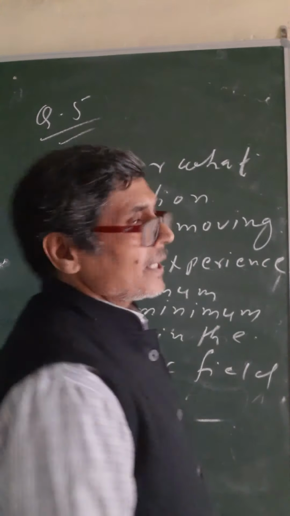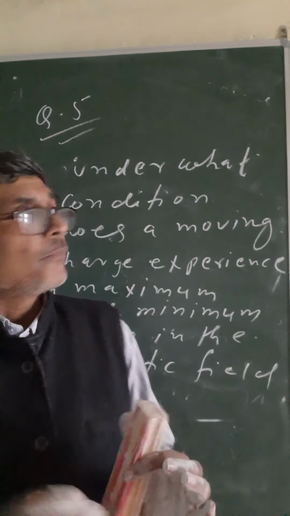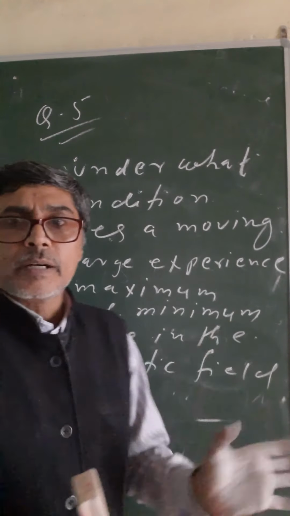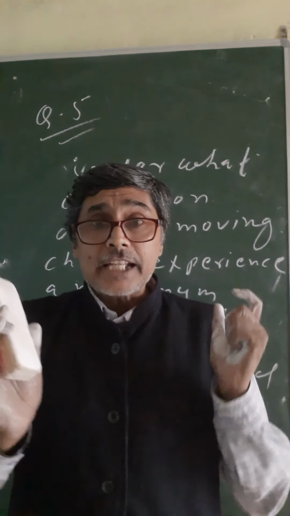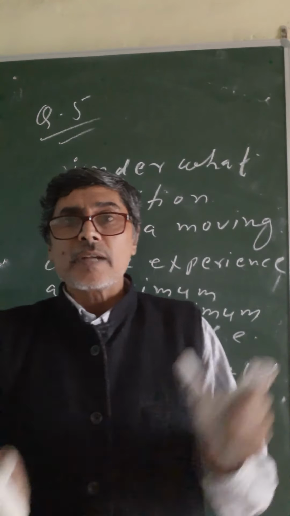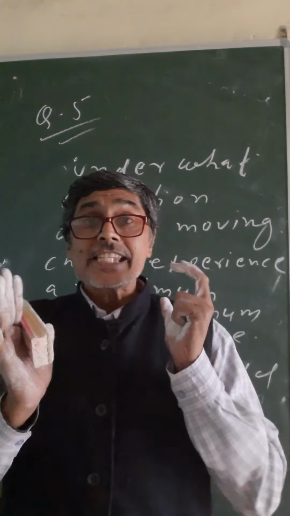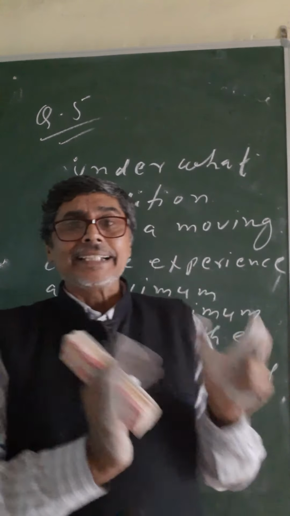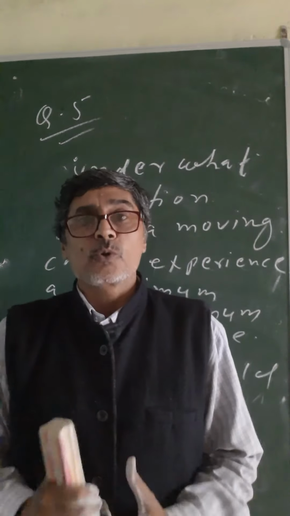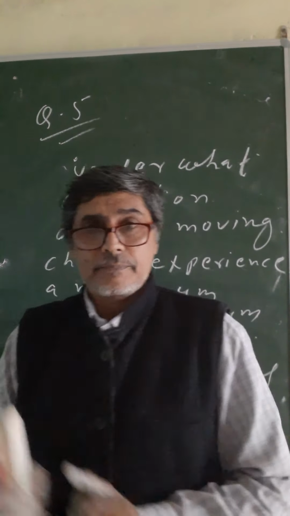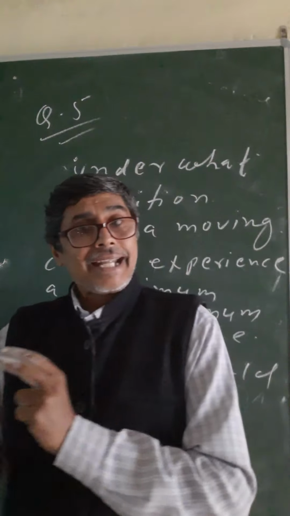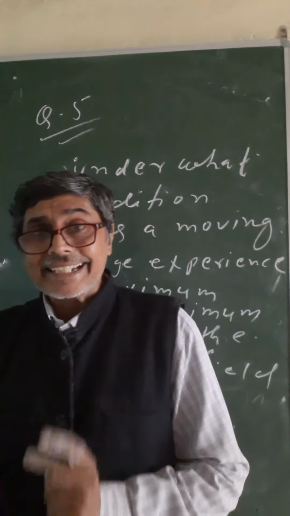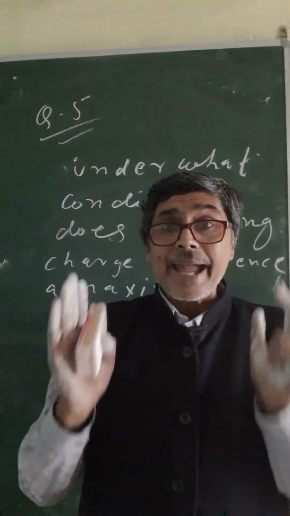The question is: under what condition does a moving charge experience a maximum and minimum force in the magnetic field? When a charged particle having charge q enters a magnetic field with a speed v at an angle theta, it experiences a force qvB sin theta. If theta is equal to 90 degrees, then sin 90 is equal to 1, so the force is qvB, which is the maximum force.